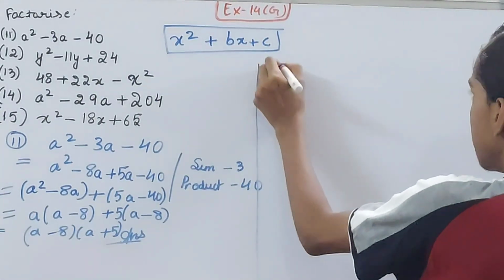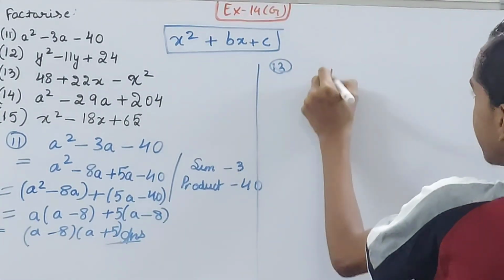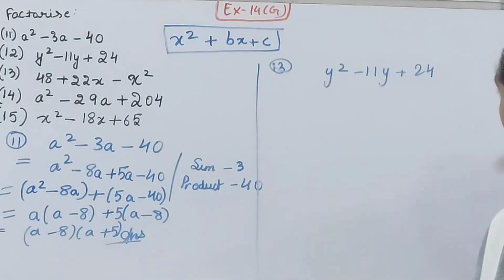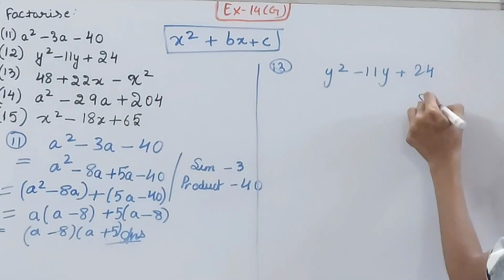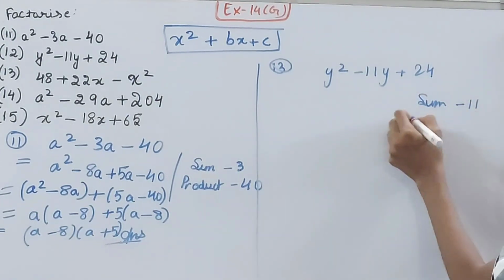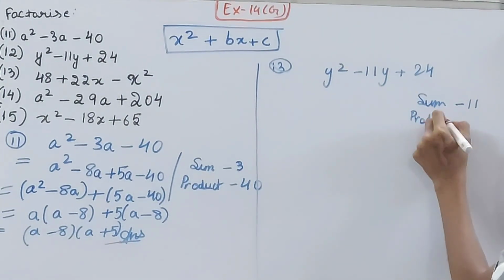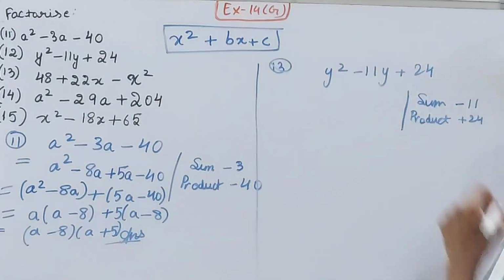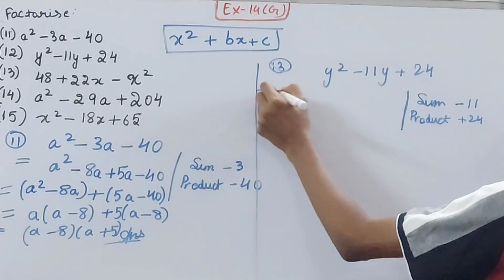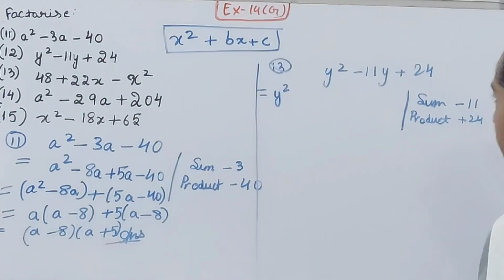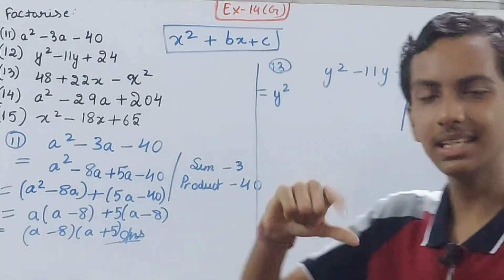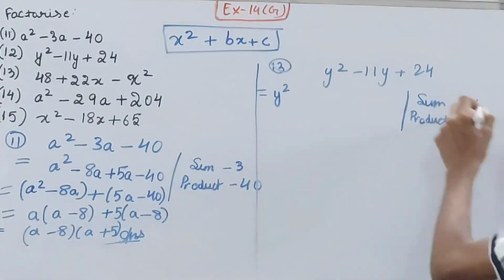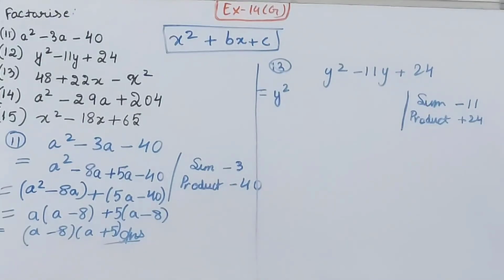In the 13th question, we have y square minus 11y plus 24. You have to split minus 11y in such a way that the sum will remain minus 11 and the product will be plus 24. These two requirements we have and we have to fulfill them. Let's see. First term will be y square. Now look here carefully, minus 11y. We have to split it in such a way that the sum is minus 11 and the product is 24.